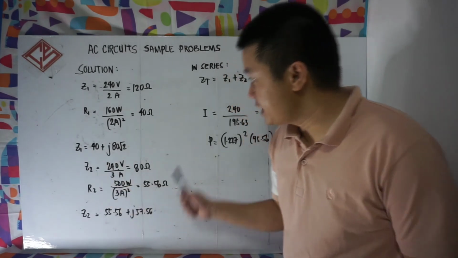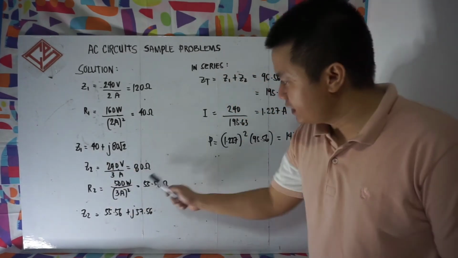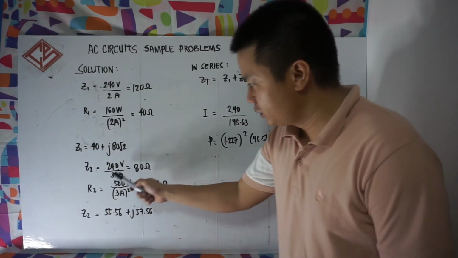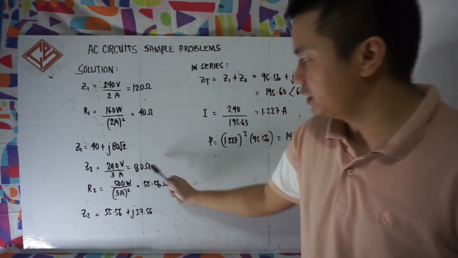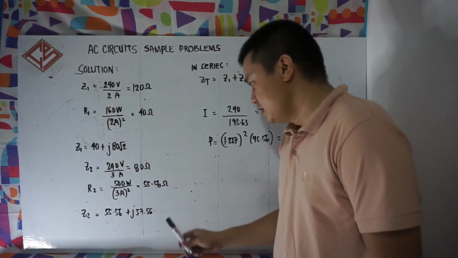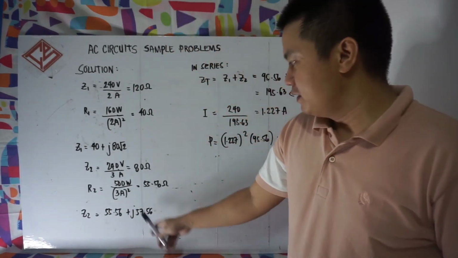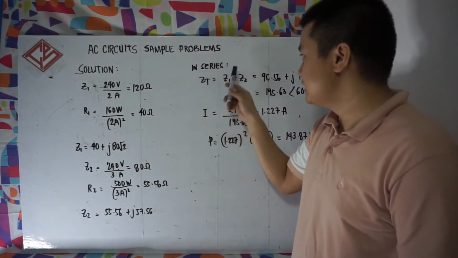So for Z2, same thing. You divide 240 volts by the 3 ampere drawn. So you will have 80 ohms. And then you will get the R2 from the power, I squared R. So that is P over I squared. So 500 over 3 squared. That is 55.56. So you will have a Z2 of 55.56 plus j 57.56. So in series, the Z total is Z1 plus Z2.